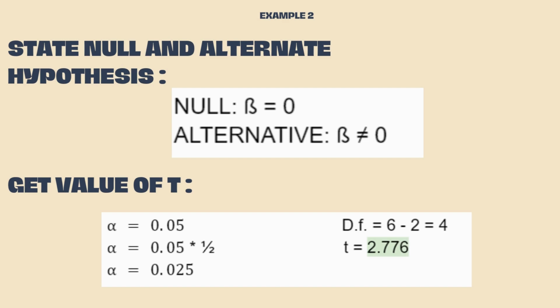So to get value of t, we get our significant value, which is 0.05, and since our beta is not equivalent to 0, it means that it is a two-tailed test, so we have to divide it by 2. So it has to be 0.025, and then our degree of freedom is n minus 2. So 6 minus 2 is equivalent to 4, and our value for t is 2.776.